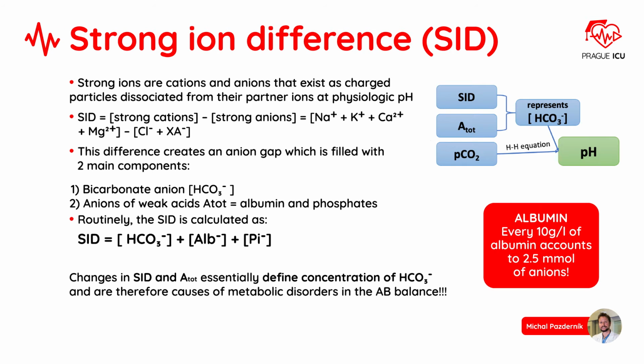This difference creates an anion gap which is filled with 2 main components: bicarbonate anion and anions of weak acids, which are albumin and phosphates. Routinely, the SID is calculated as level of bicarbonate plus albumin plus phosphates. Changes in SID and ATOT essentially define concentration of bicarbonate ions and are therefore causes of metabolic disorders in the acid-base balance.